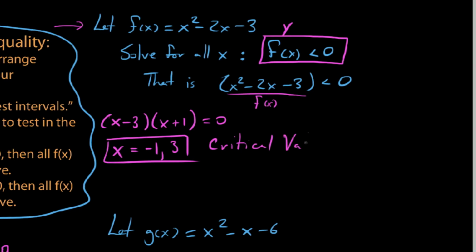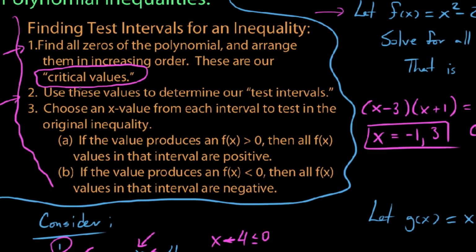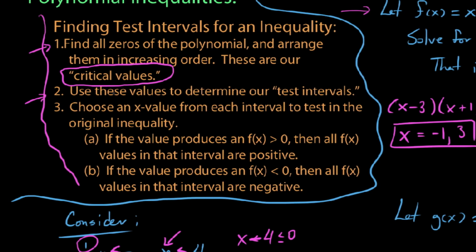Okay, so these are our critical values of our polynomial. Fact of the matter is this, though. We need these because, in step number 2 over here, these values determine what we're going to be referring to as our test intervals. So what do you mean by test intervals? Well, I'll tell you what.